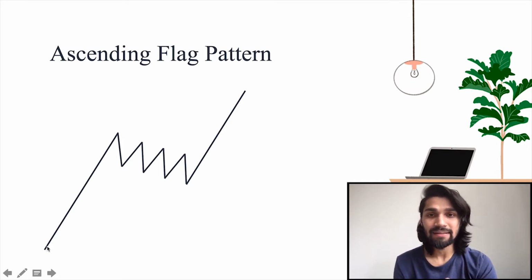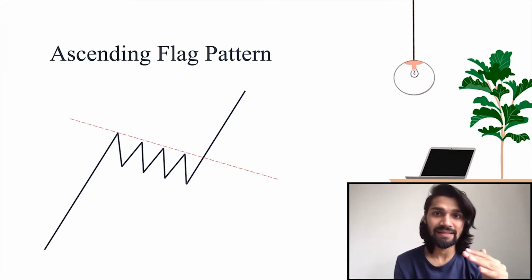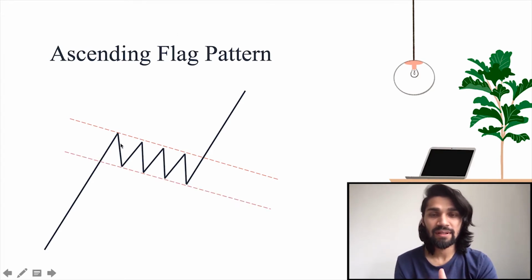Ascending flag pattern occurs when price sharply moves up, then hits a resistance, comes down, makes a support, and keeps moving to and fro in that range itself. So it looks like a flag, as in this is the pole of the flag and this is the cloth part of the flag, right?